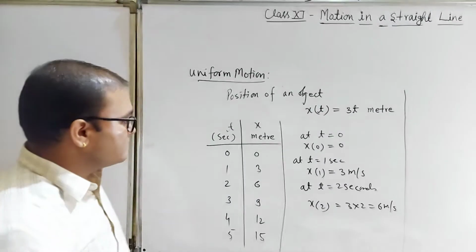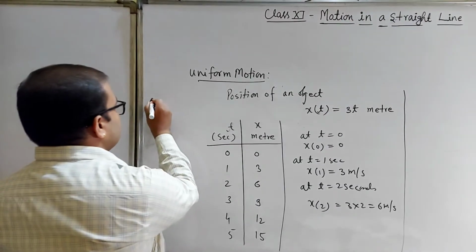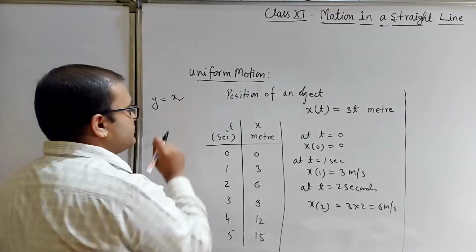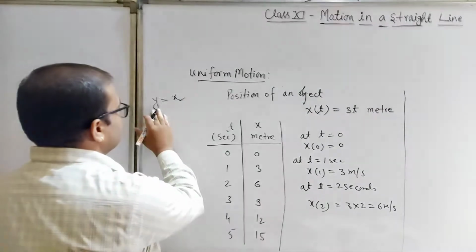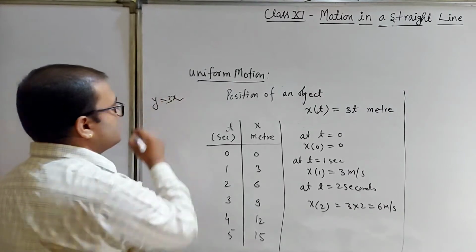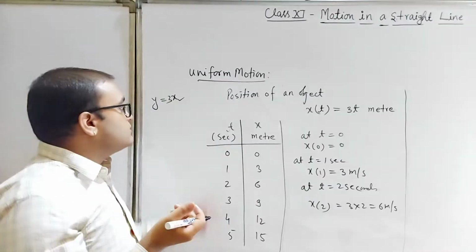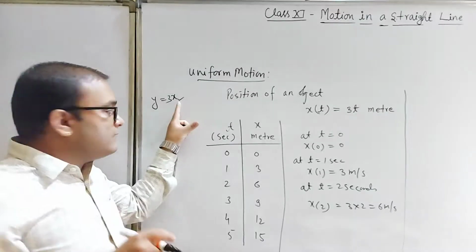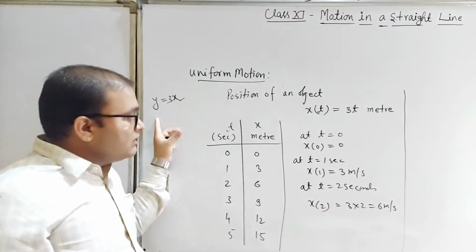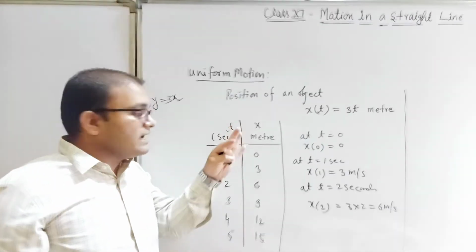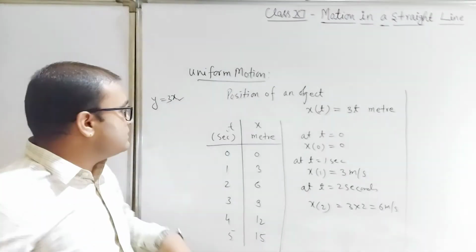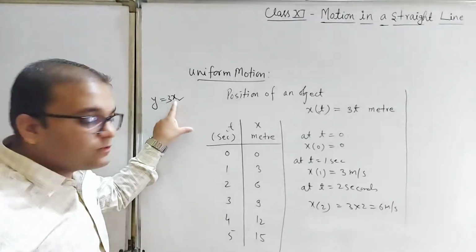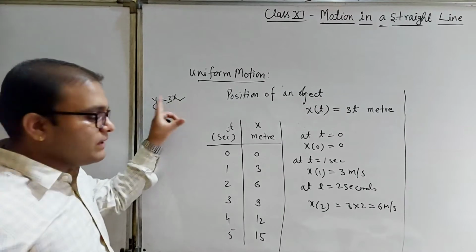Suppose there is a function y equal to 3x. So x is our choice, but y is not our choice. Y is changing according to x. Our choice is only x. We can put x equal to 0, then according to that y will change. So only one variable is changing, motion in a straight line. We have only one choice: x equal to 1, then y will change according to x. X equal to 1, y equal to 3; x equal to 2, y equal to 6.